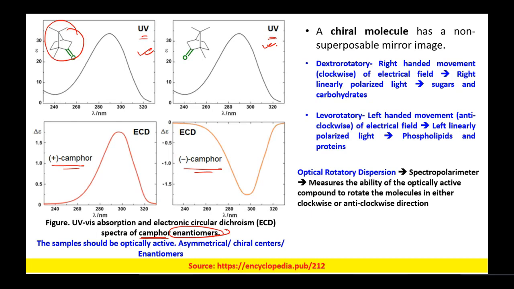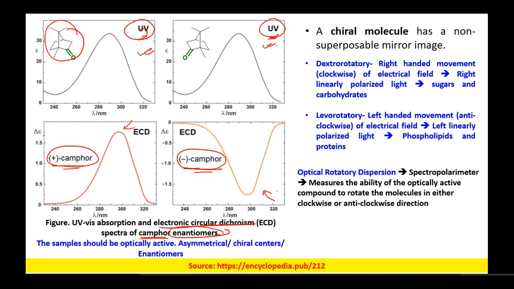So this was one of the disadvantages of the UV visible spectrometer. Are you getting my point? Now, what is the way out? The way out is electronic circular dichroism spectra, wherein the dextrorotatory camphor and the levorotatory camphor have different absorption profiles.